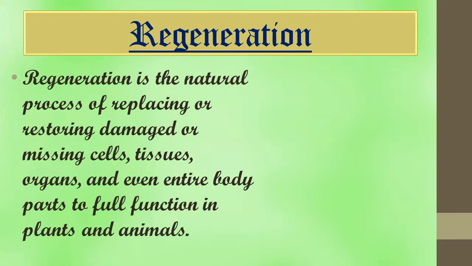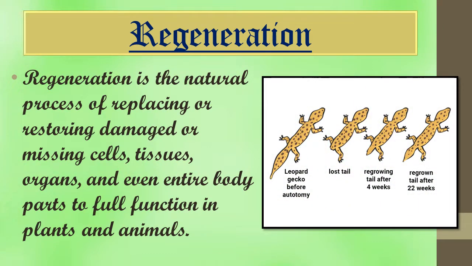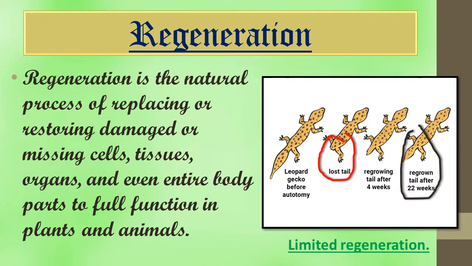Okay, now the next type of asexual reproduction in multicellular organisms is regeneration. So student, you may know that the wall lizard breaks off and discards some part of its tail in an emergency. First of all, regeneration is a natural process of replacing or restoring damaged or missing cells, tissues or organs, and even entire body parts to full function in plants and animals. One of the best examples is the wall lizard or leopard gecko. If the tail of a lizard has been damaged or detached, it will grow its entire tail within a few weeks. Here you can observe the lost tail of a lizard, and it will be a fully regrown tail after 22 weeks. So after some time, the missing cells, damaged tissues, damaged organs or entire body parts can be regenerated. So this is regeneration, and in the lizard it is known as limited regeneration.